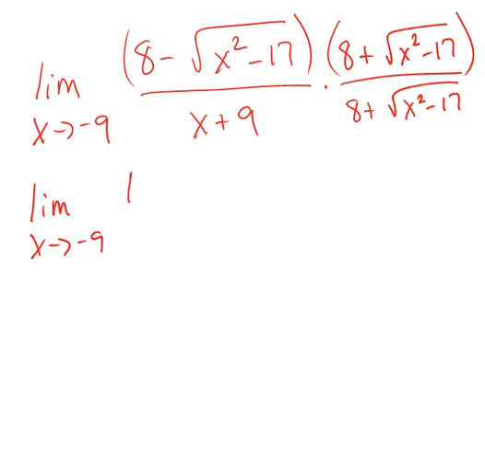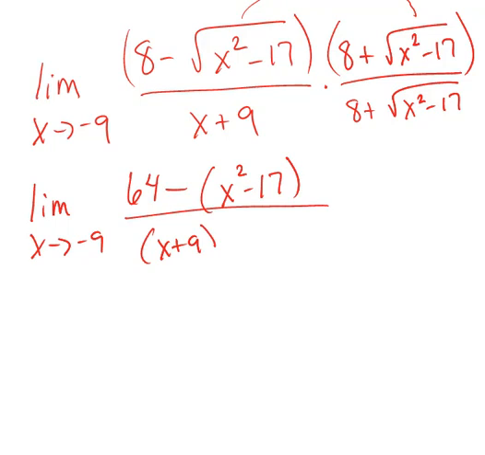So 8 times 8 is 64. This is the whole nature of what you did here, it forces this radical to fall out, because you're going to have 8 times the square root of x squared minus 17, but then you're going to have minus 8 times the square root of x squared minus 17. So the radical falls out. And then when you multiply this times this, it's just going to be the minus from there. And the square root of something times itself is just the inside, so it's just going to be x squared minus 17. Now, in the denominator, you're just going to have that product, x plus 9 times whatever this mess is. Don't even worry about that.